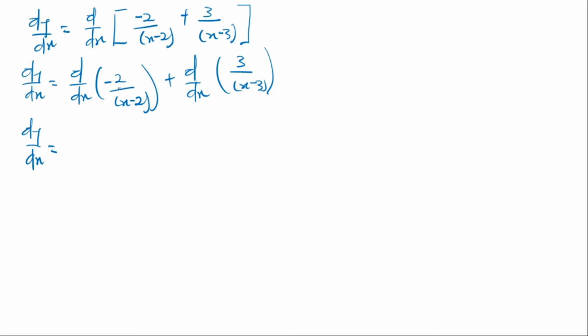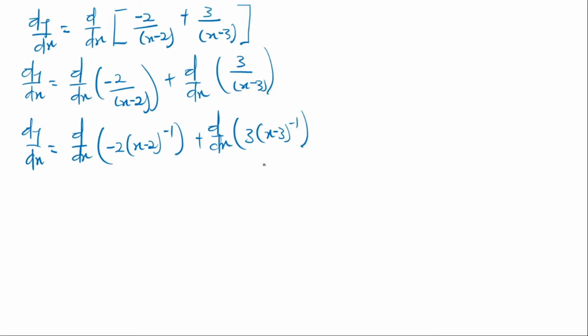All right, so our dy/dx is equal to, from here, the negative 2 we have over here is a constant, or we can rewrite everything over here as negative 2 then (x minus 2) raised to the power negative 1. So we bring this to the top, so it becomes (x minus 2) raised to the power negative 1. Then we do that for this side as well. So we have d/dx of 3 times (x minus 3) raised to the power negative 1. Then we close the bracket.